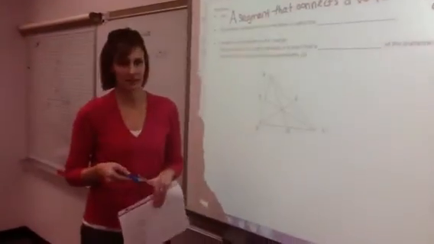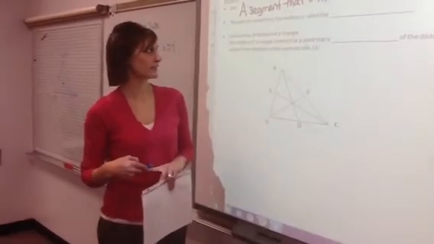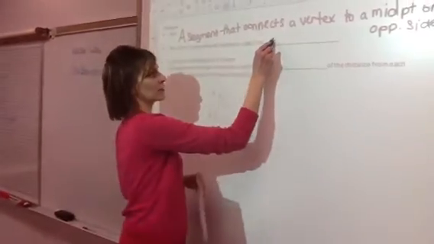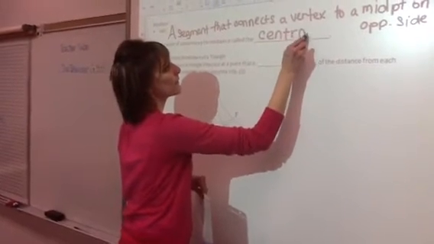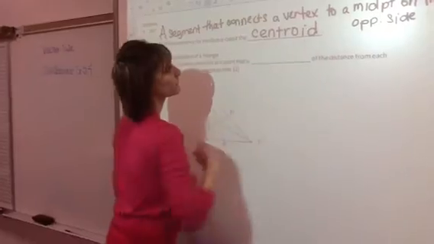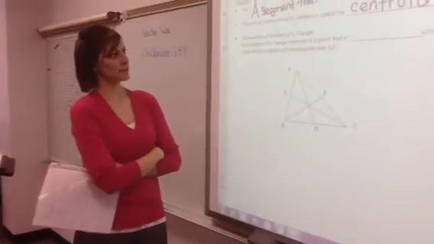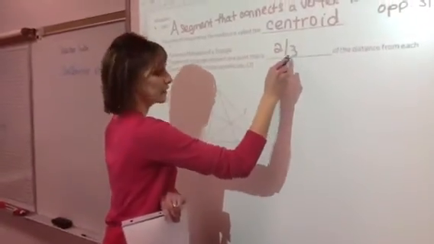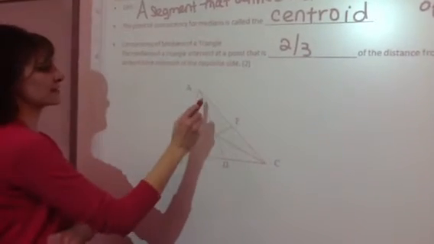Now, just like perpendicular bisectors and angle bisectors, medians are also concurrent lines. And the point of concurrency for medians is called the centroid. Okay, the medians of a triangle intersect at a point that is 2/3 of the distance from each vertex to the midpoint.